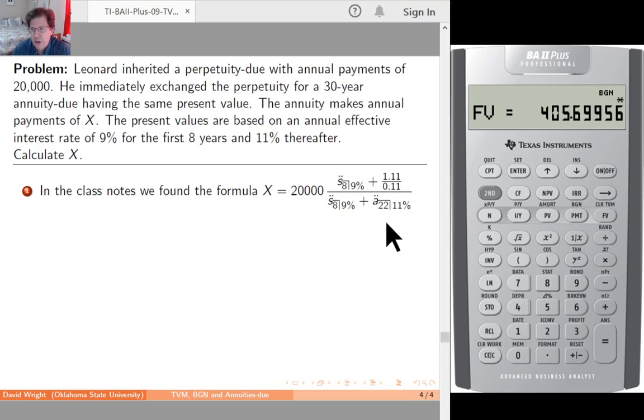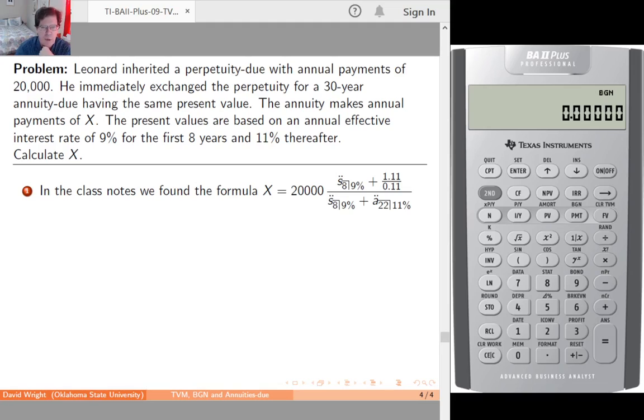And now the question is just how do we calculate this? So I'm going to clear the TVM. This is kind of a complicated calculation. We already have BGN set, so I don't have to do that. Our strategy is going to be to calculate each of these annuities and store them and then assemble them into the final answer. So let's see how that works.